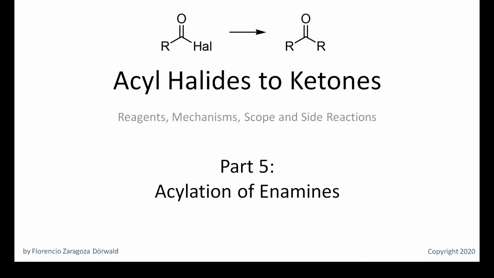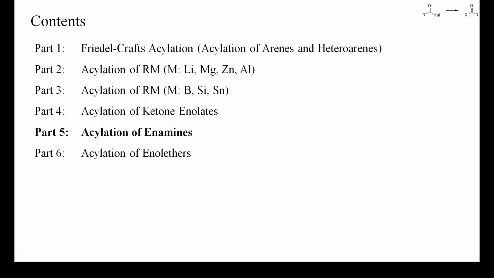This is my fifth video about the best methods for converting acyl halides into ketones. Here I present some examples of how to acylate enamines with acyl halides. Enamines and enol ethers are synthetic equivalents of ketone enolates, but are significantly less reactive and basic.